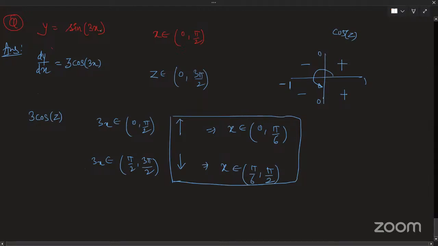So what is happening is between 0 and pi by 6, my function is increasing. And between pi by 6 and pi by 2, my function is decreasing. Correct, everyone? Got it? Any doubts, anyone?